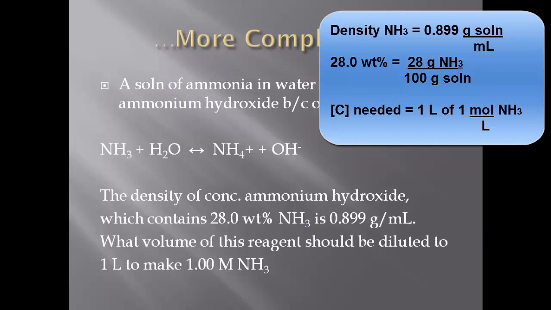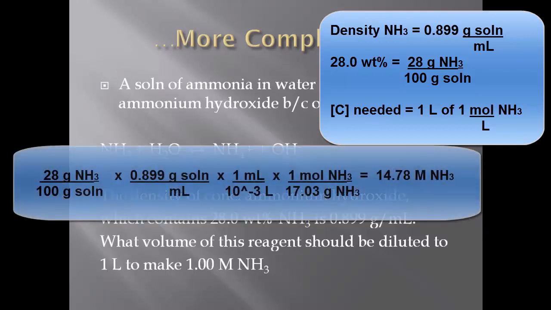So let's go ahead and convert that weight percent into a molarity, which we actually did in a previous video. Let's write everything down. We have the density of the NH3 is 0.899 grams per mil, and the weight percent is 28, so I'm going to write 28 grams of NH3 over 100 grams of solution. I'm going to start with that and multiply it times its density, 0.899 grams of solution over mil.